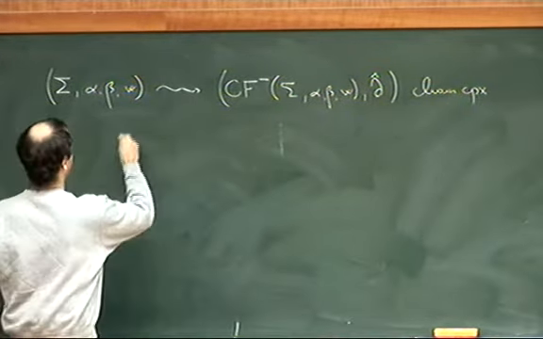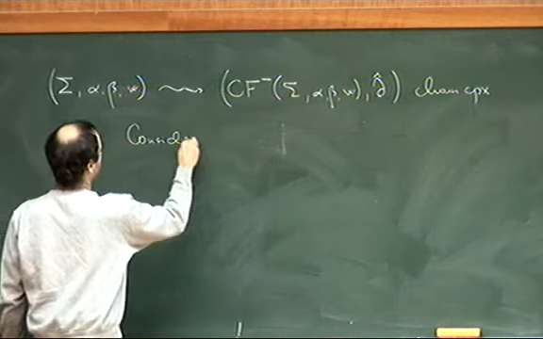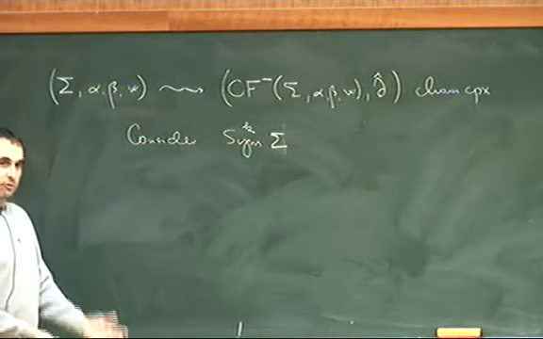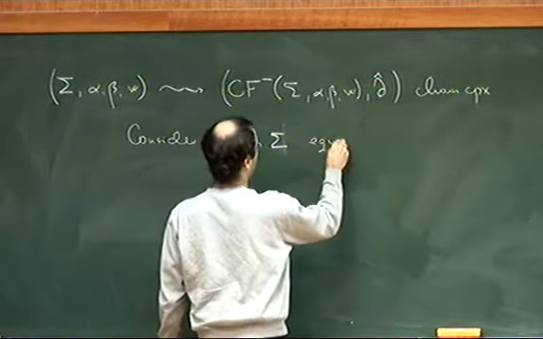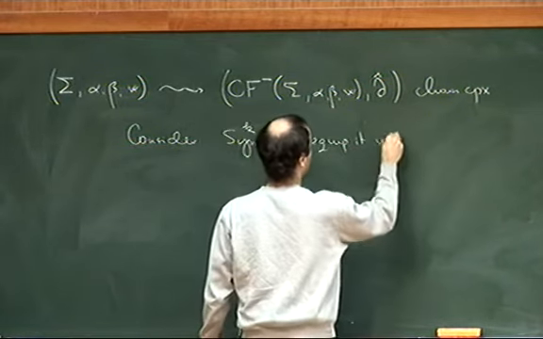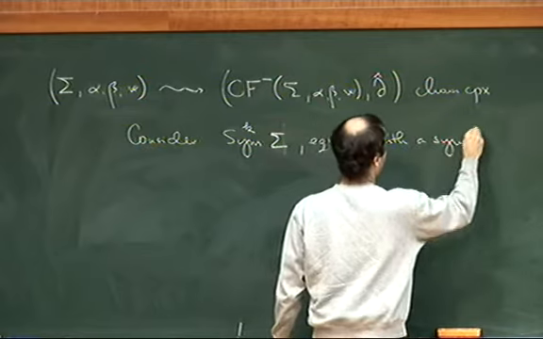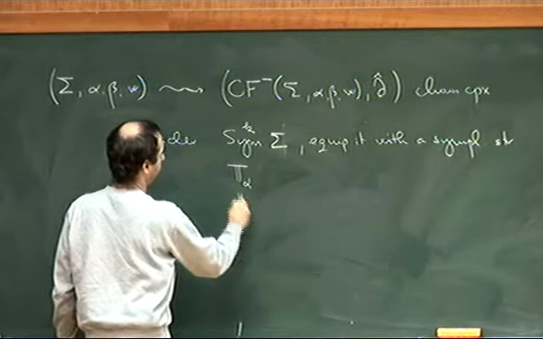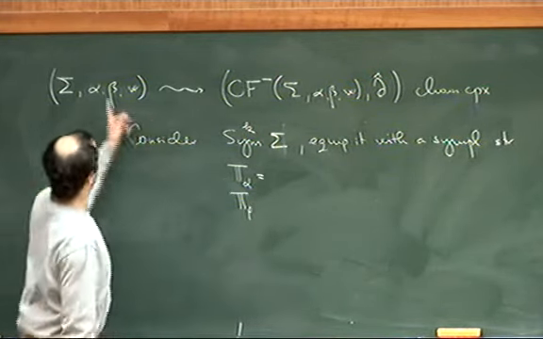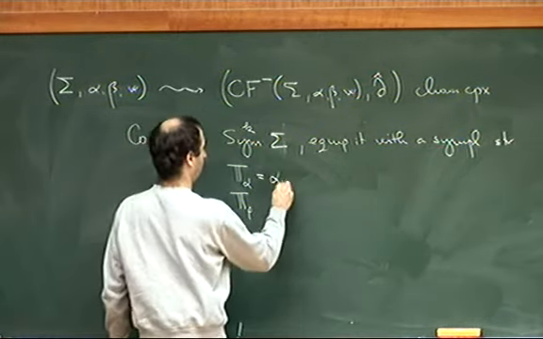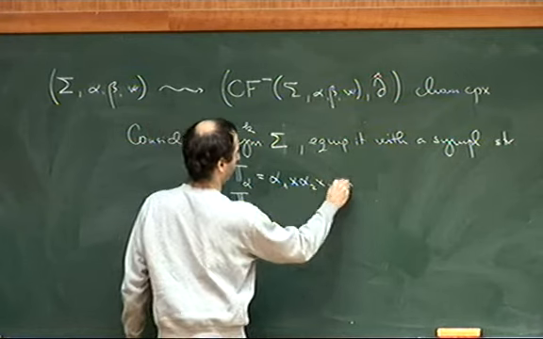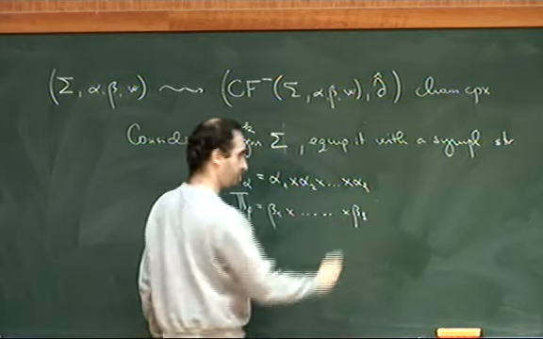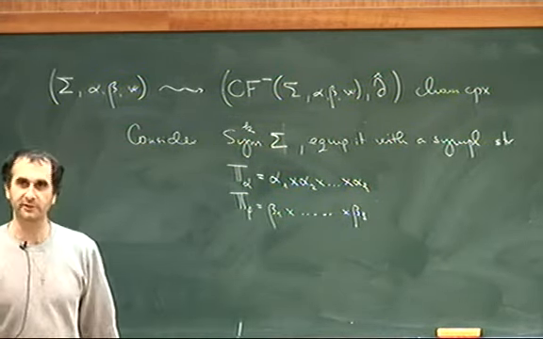In the following way. Consider the k-fold symmetric power of sigma, equip it with a symplectic structure, and take T alpha and T beta to be the product of the alpha and the beta curves. So there are a few remarks in place.